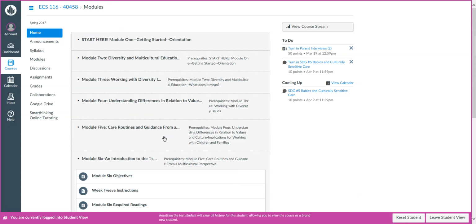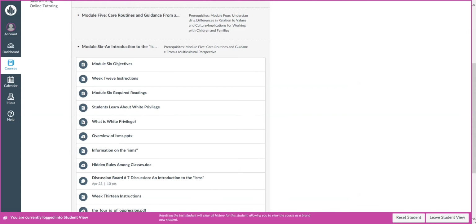So module 6 is focusing on what we call the isms. And the isms tend to be things like racism, sexism, ageism. So one, I want to increase your awareness of that, and then two, I want to give you a couple of activities to simulate what it would be like to be an ism.